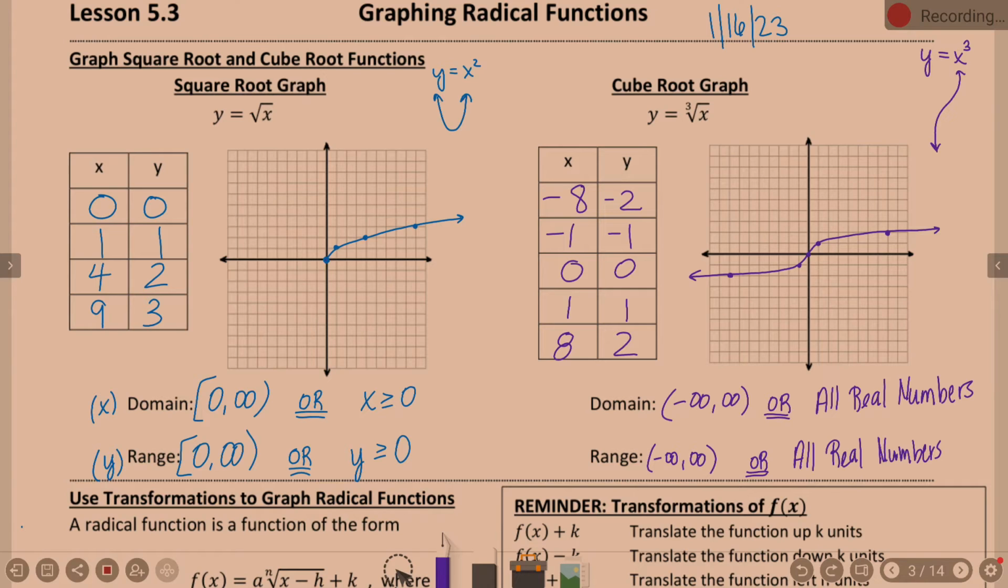These graphs, you have all the information written down, yes? Because you will want to reference this as we go through notes and as you go through homework, because I'm going to want you to be familiar with the XY chart for a square root graph and a cube root graph.